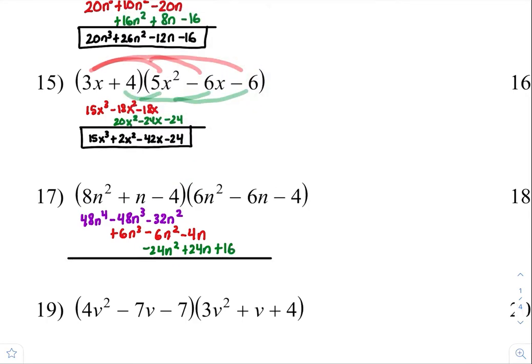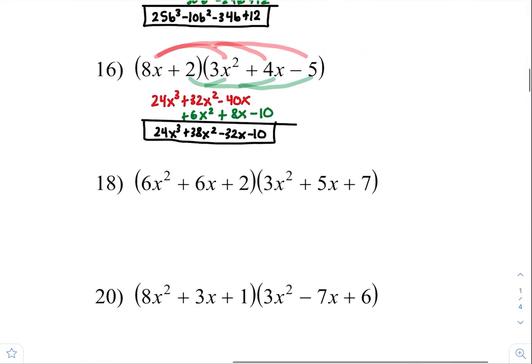Now we can finally combine like terms, so 48n to the fourth. Negative 48 plus 6, you guys, that's minus 42n to the third. Negative 32 minus 24 minus 6, you guys, that is negative 62n squared. Negative 4 plus 24, you guys, is plus 20n, and then plus 16. And lastly, number 18.